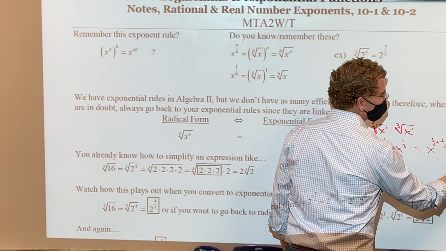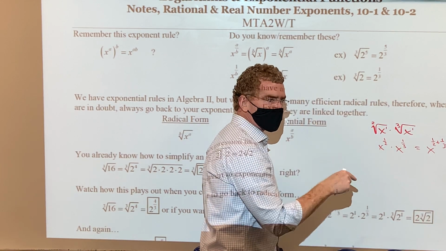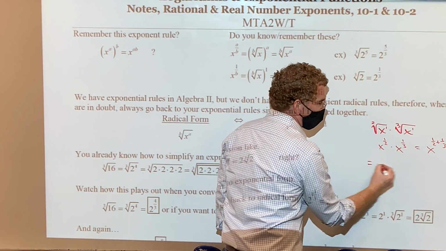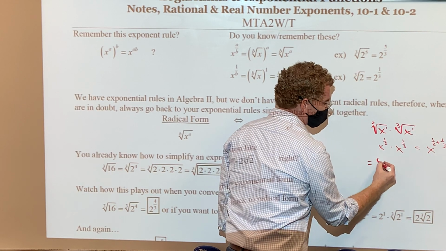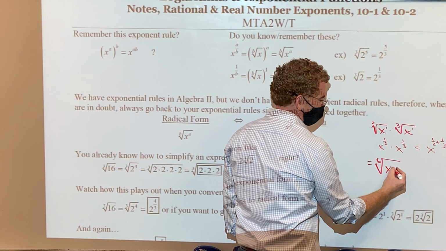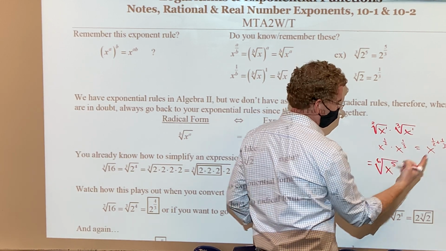X to the 5/6. So if I wanted now to change it back into this radical form, I could use the 6th and call it a 6th root of x to the what? Of x to the 5th. And I could put the 5 on the inside or the outside.